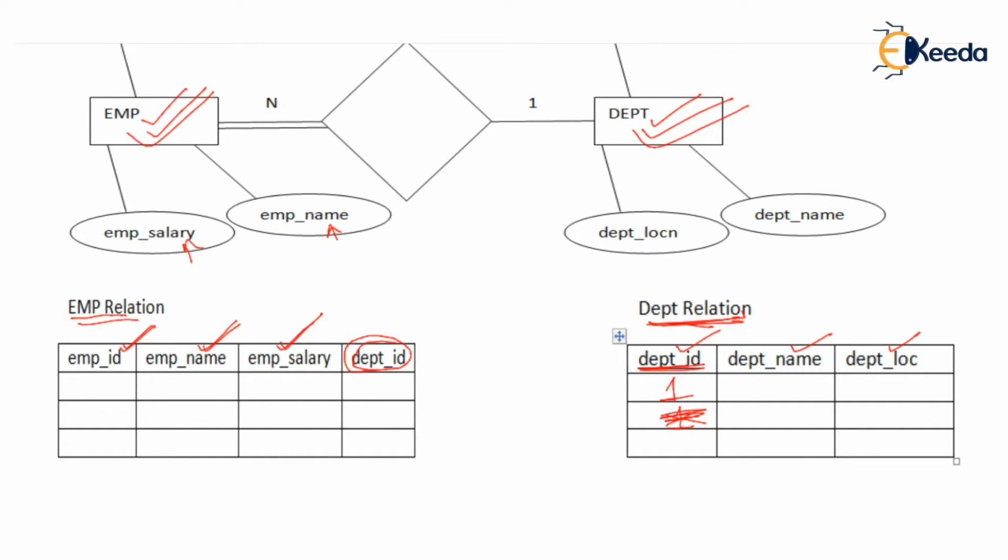Now finally, EMP ID. Oh yes, EMP ID is also the primary key. I forgot to underline this. But even EMP ID is the primary key in the EMP table, and it cannot be duplicated and it cannot have null value. Now finally, why have you put this DEPT ID in the EMP relation?